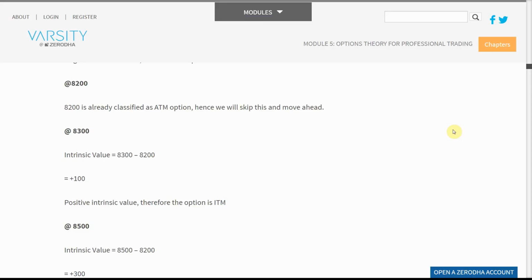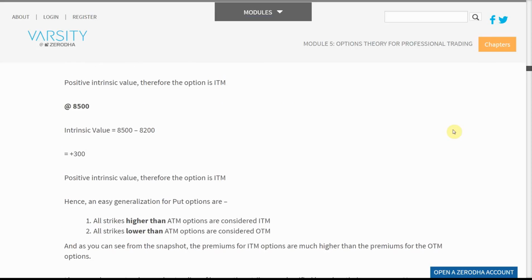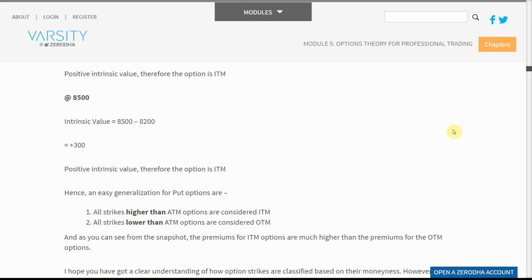At 8,300, intrinsic value equals 8300 minus 8200, equals plus 100. Positive intrinsic value. Therefore the option is ITM. At 8,500, intrinsic value equals 8500 minus 8200, equals plus 300. Positive intrinsic value. Therefore the option is ITM.